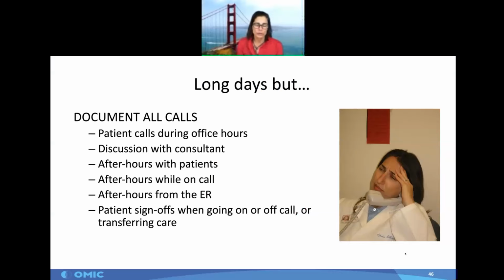Documenting your phone calls. You want to document all calls. I have seen a couple of our cases, lawsuits, where it was an after hours call and it was the middle of the night and it just didn't get documented. And the doctor has to later go back and explain that in a deposition. And it is obviously not as good as the first time around if you get it in the medical record. So you want to document after hours calls with patients while you're on call, and patient sign-offs when going on or off call or transferring care.